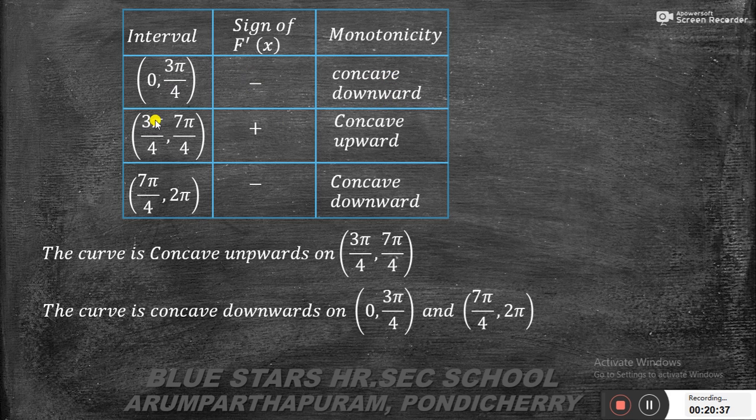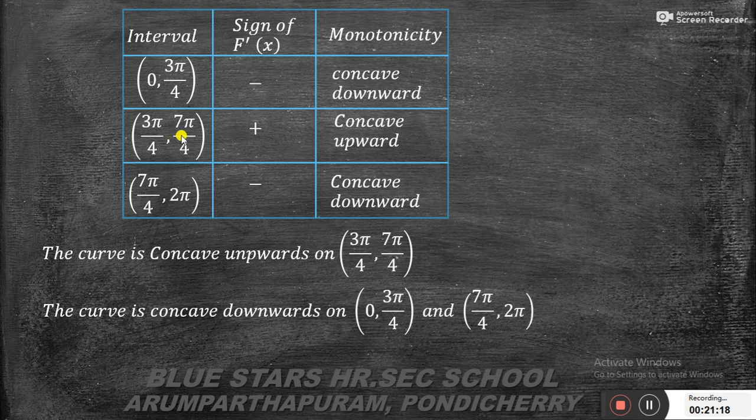Next, 3 pi by 4 comma 7 pi by 4. This is the second interval. We take the degrees: pi is 180, so 180 divided by 4 is 45, and 45 into 3 is 135 degrees. Next, 7 pi by 4 is 315. So the interval is 135 degrees to 315 degrees.